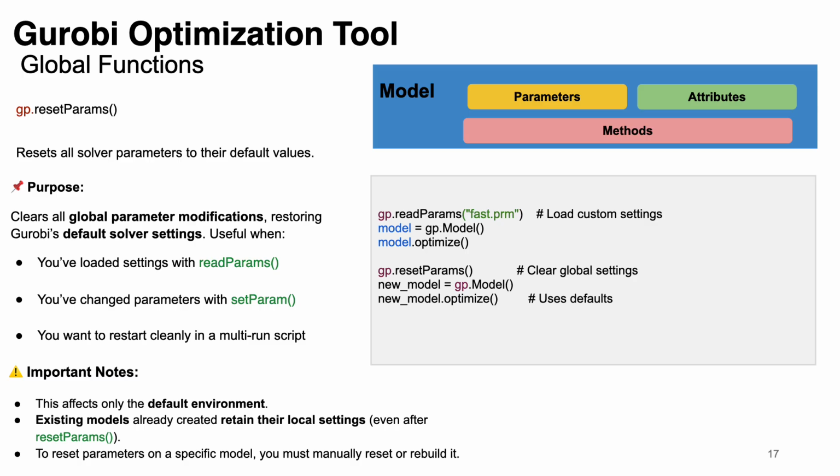If you've been experimenting with many different settings, you may eventually want to start over. The function resetParams clears all global modifications and restores Gurobi's default factory settings. This is particularly useful in multi-run scripts where you want a clean slate for each new test. However, a very important technical note: this only affects the default environment. If you have already created a model, that model has already snapshotted its local settings, so it will retain those even after you call resetParams. To reset a specific model, you would need to rebuild it or manually adjust its local parameters.